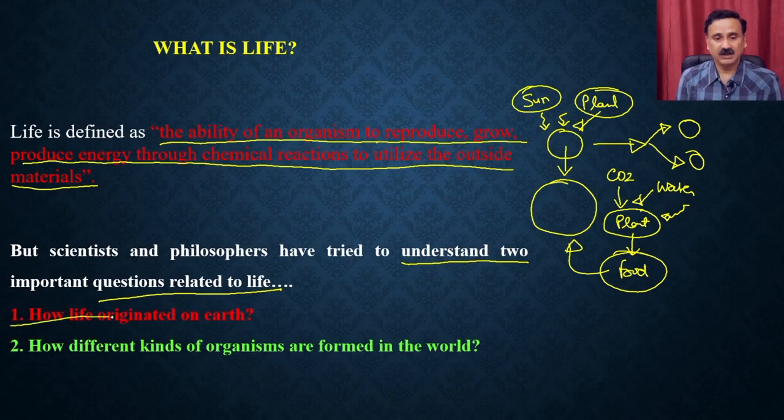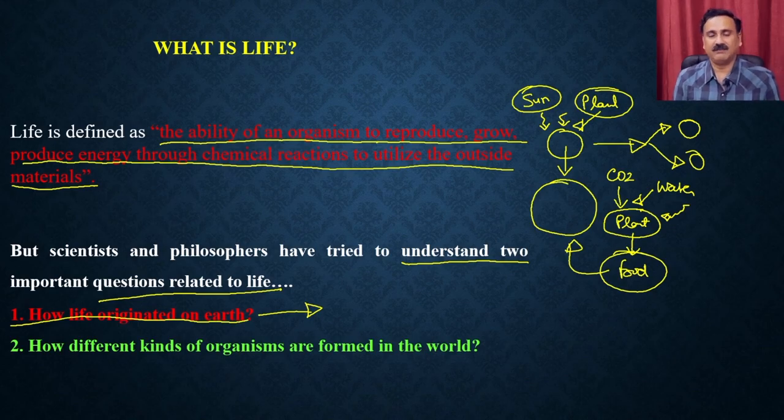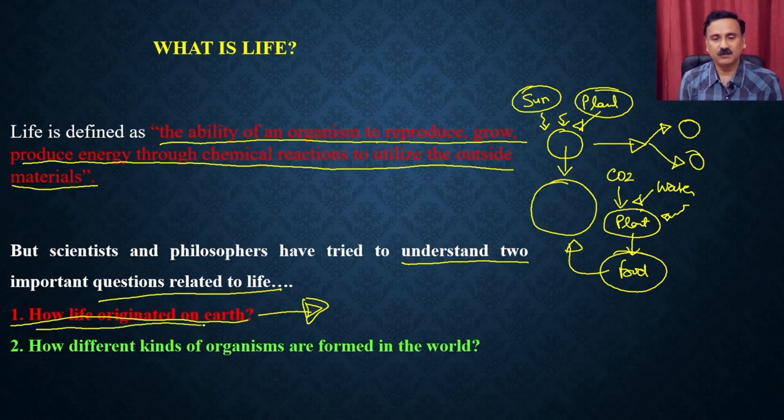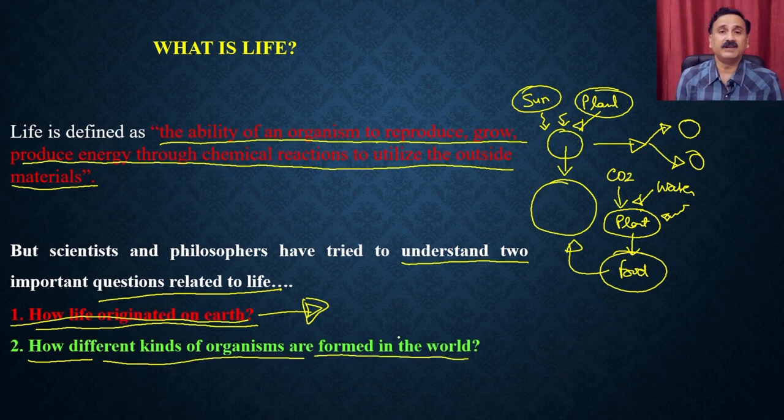First is how life originated on the earth. This looks very simple: you have an organism and it is utilizing and all that, but the first question is how the organism evolved an ability to do that, and we should be able to understand that. So the first question is how life originated on the earth, and the second question is, once life originated, how it acquired the different types of features, how the different kinds of organisms are formed.